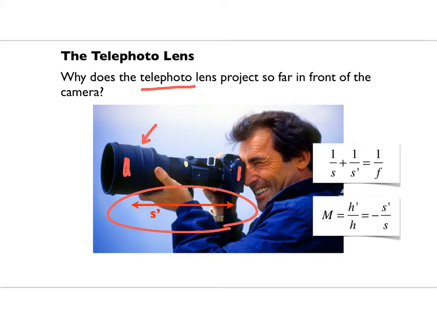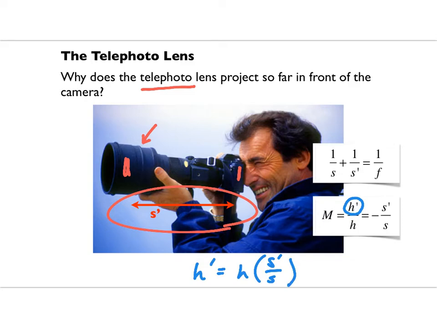Well, when you use a telephoto lens, what you're trying to do is make the image really, really big. So let's suppose you're on a safari and you're taking a picture of a lion, and I want my image of the lion, my H prime, to be really, really big. Now I'm going to rewrite this equation with H prime and then the other variables. So H prime is equal to H times S prime over S. And I've left out the negative sign. The negative sign just tells us the image is upside down.